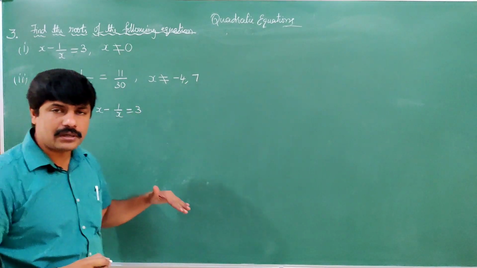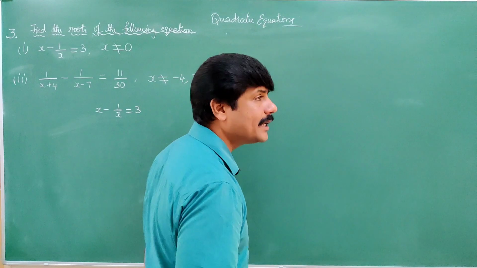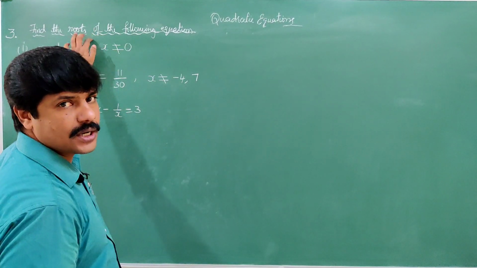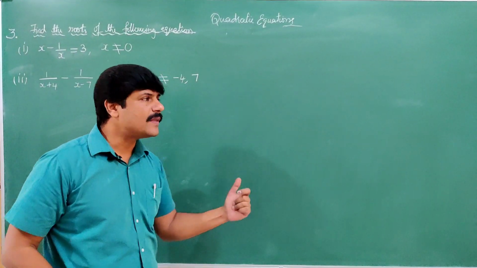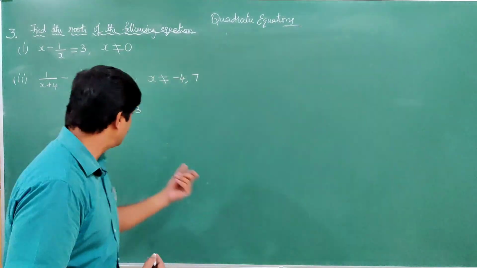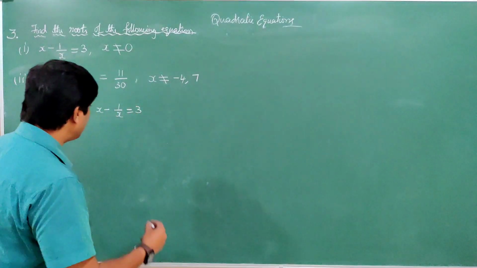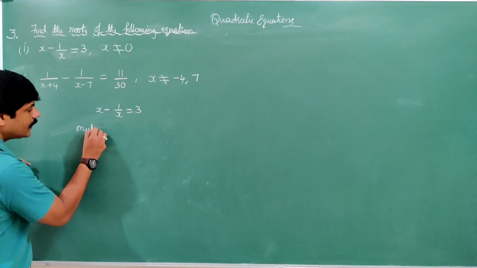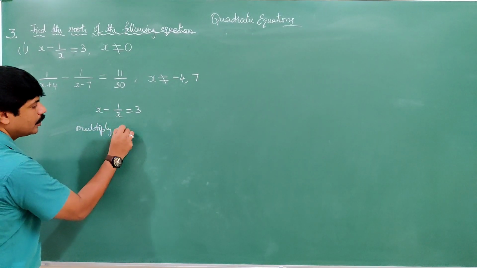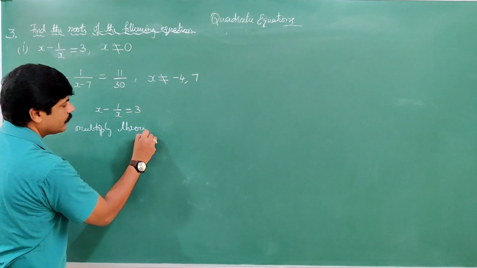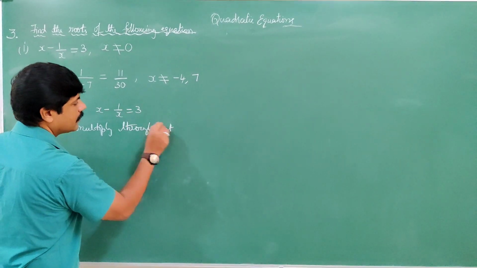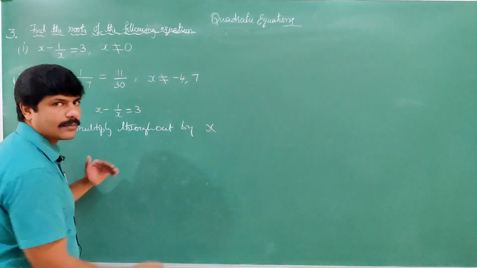So with this condition we start the first question, that is x minus 1 by x is equal to 3. This is an equation. We have to change it into a quadratic equation to find the roots. How do you change it? Either by taking LCM or by multiplying throughout by x, both sides by x.